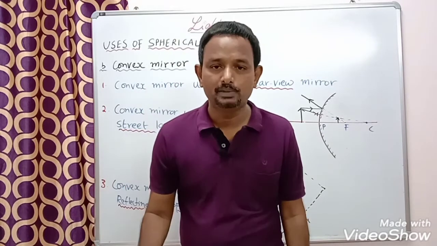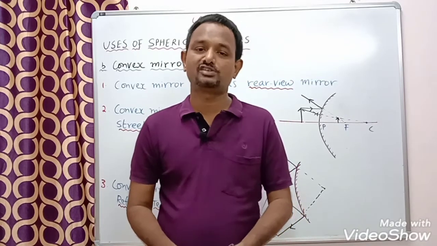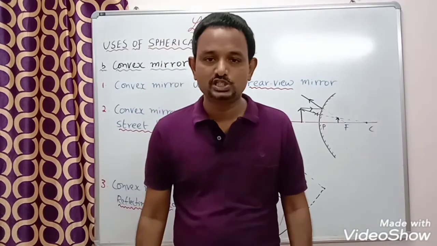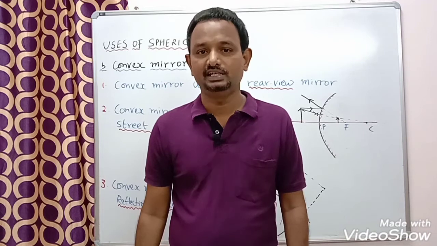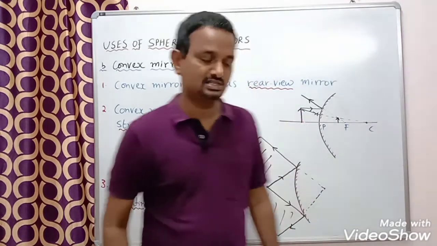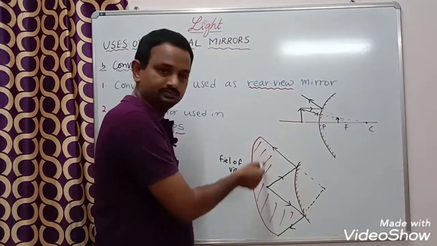So what are the benefits of using a convex mirror as a rear view mirror? It always gives a virtual, erect, diminished image, and it has a larger field of view.